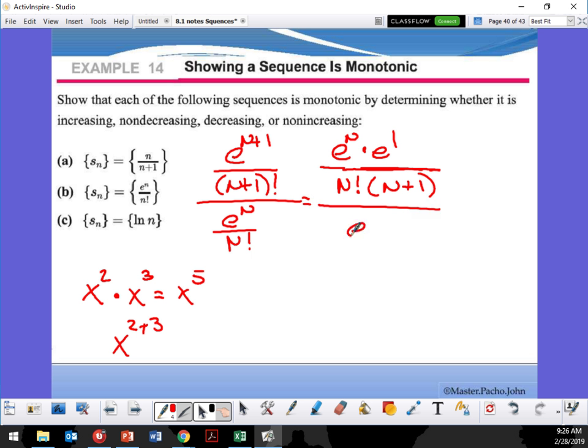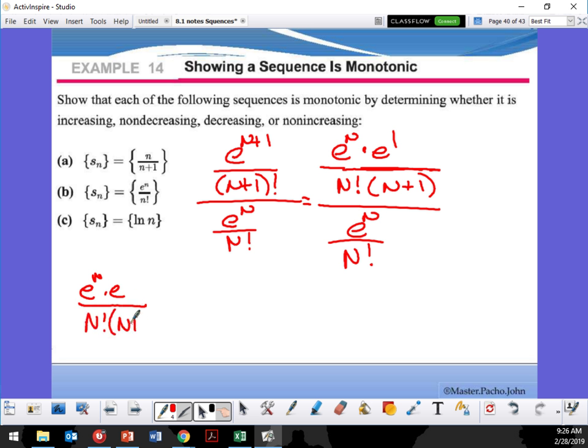Okay, there's my e to the n over n factorial. From there, I'm going to divide those, right? So I have fraction over fraction, so divide those. When I divide those, that's going to turn into this: e to the n times e over n factorial times n plus 1, times n factorial and e to the n.